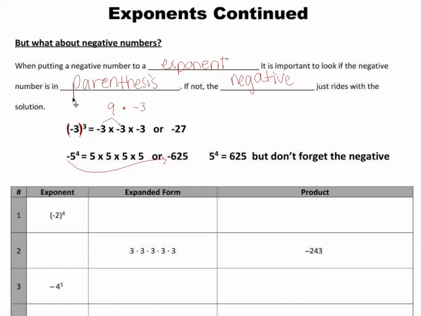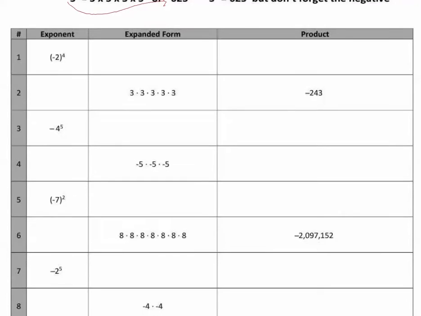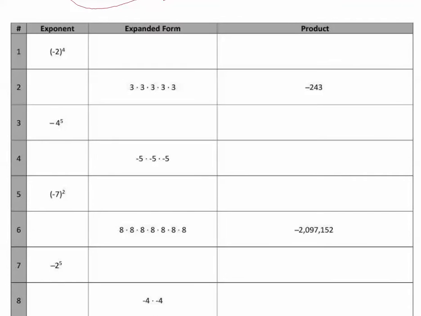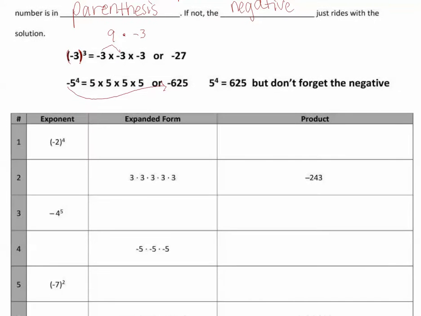Let's try a few problems. If it helps, remember your negative and positive chart. Positive times a negative is a negative. Negative times a positive is a negative, and a negative times a negative is a positive.